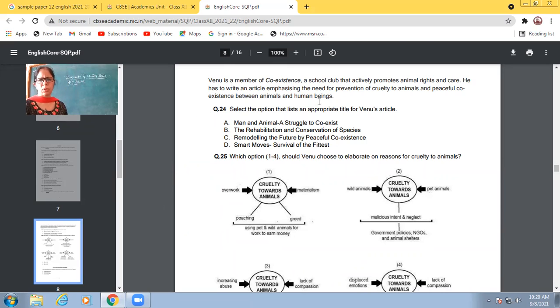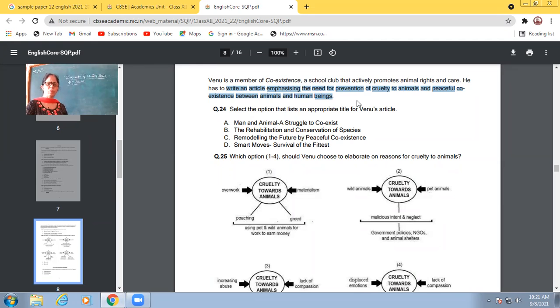So Venu is a member of the Coexistence, a school club that actively promotes animal rights and care. He has to write an article emphasizing the need for prevention of cruelty to animals and peaceful coexistence between animals and human beings. So select the option that lists an appropriate title for Venu's article. So what title can be there? Remember the title, what the writer wanted us to write on. Write an article emphasizing the need for prevention of cruelty. This is the first point.